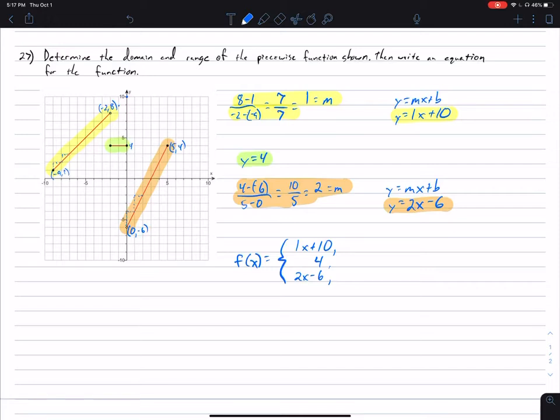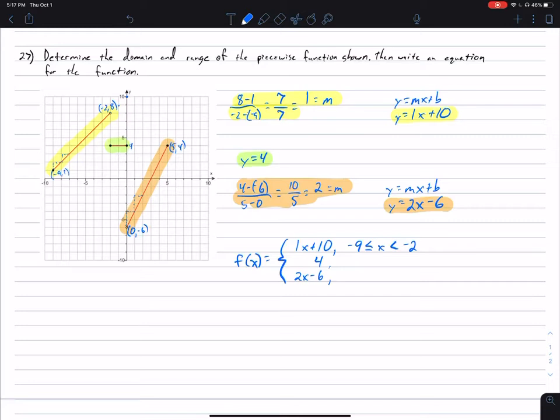So my first one, this 1x plus 10, the lowest x value is negative 9. There's a closed circle, so that tells me I'm going to have an equal symbol. And then it goes to negative 2. So my x is between: negative 9 is less than or equal to x, and then that is less than negative 2. No equal sign there because it is an open circle. So take note of that.